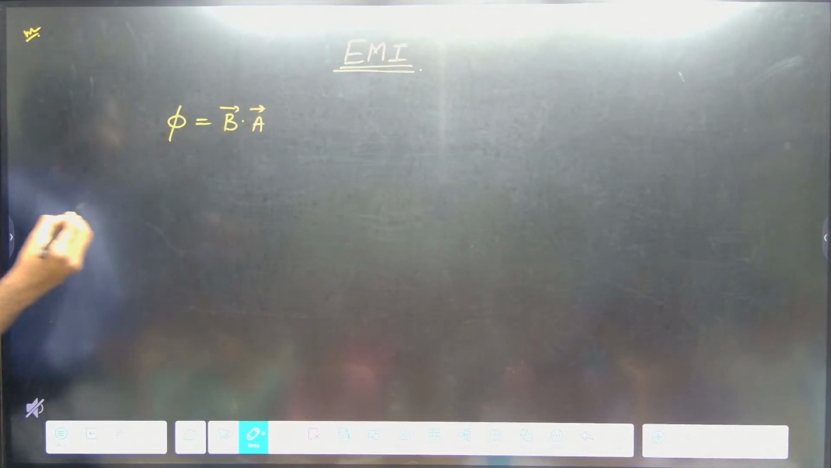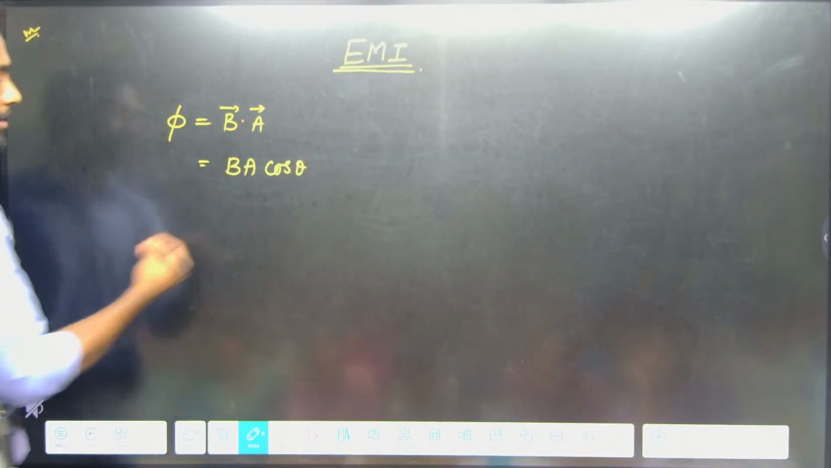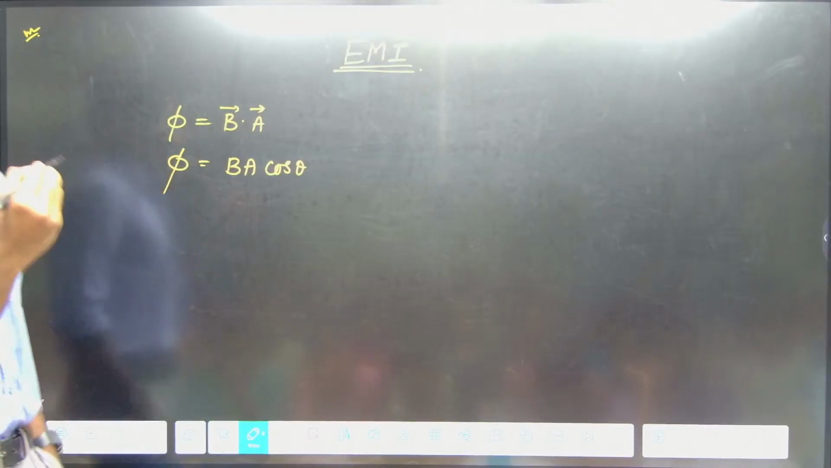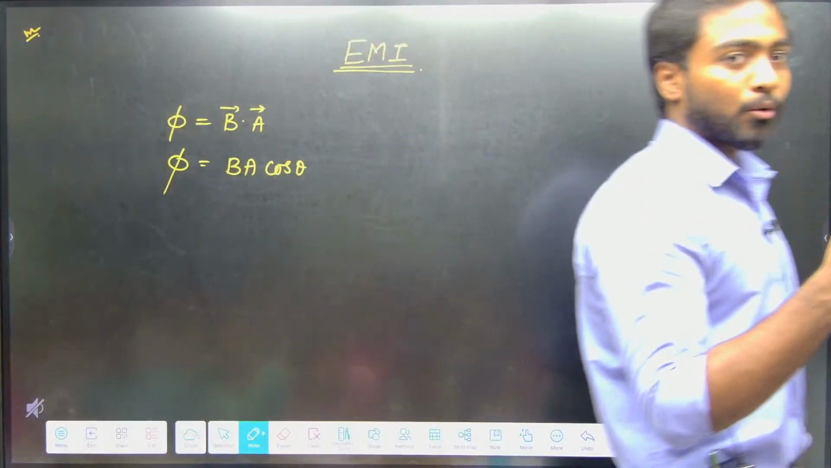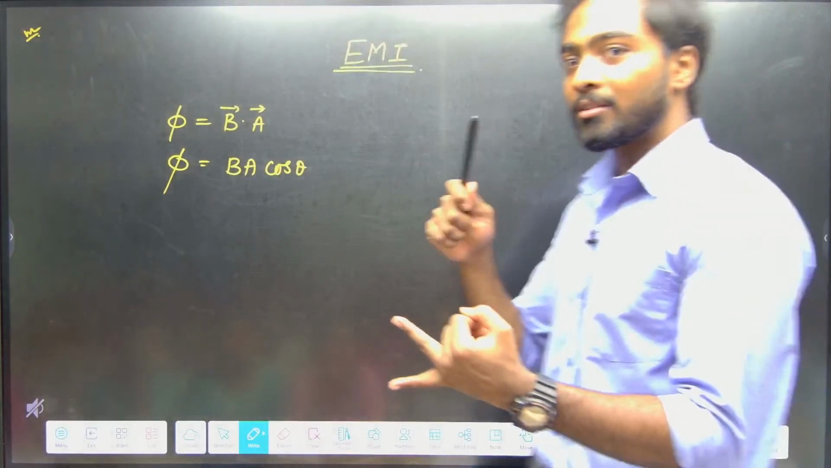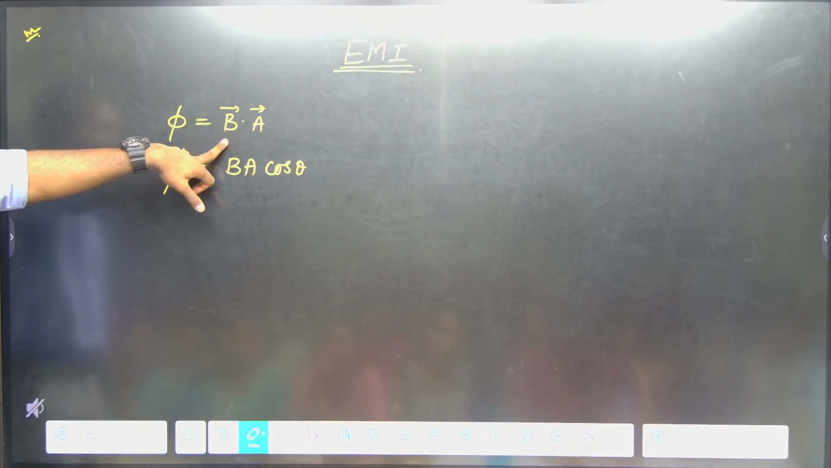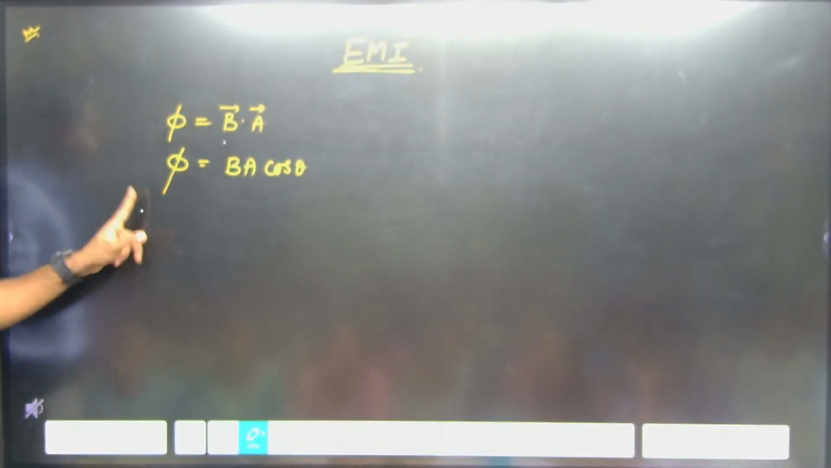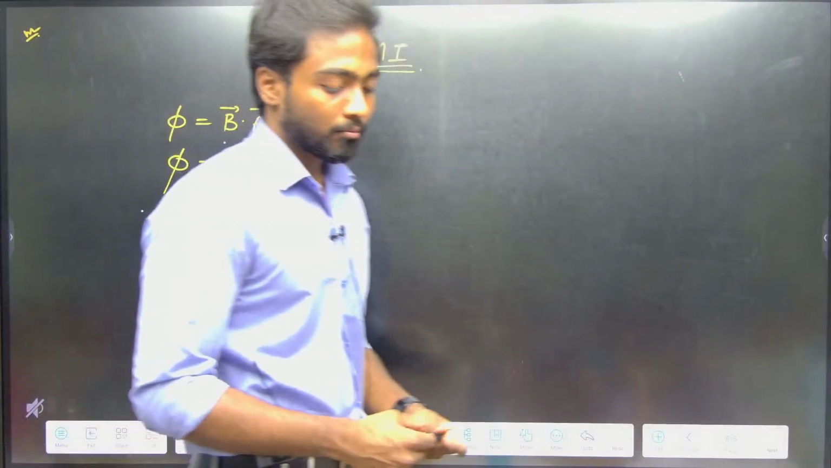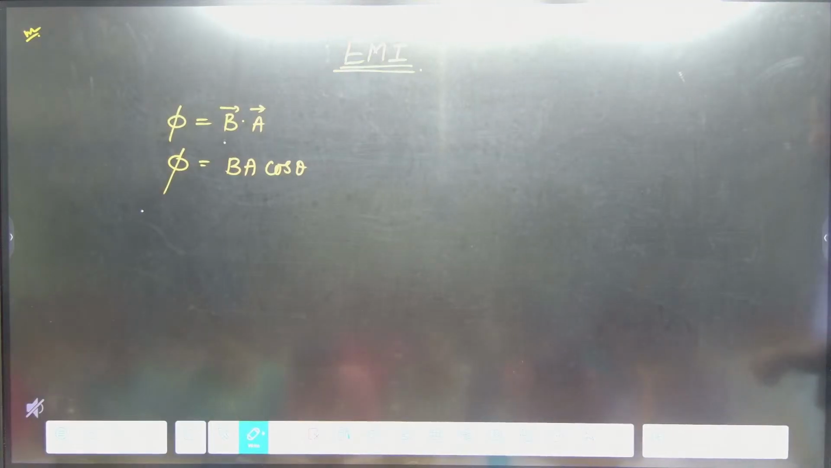Both are vector quantities, but the result is a scalar quantity. Cos theta, right? We used this in first year, in work, energy and power. Force is a vector quantity, displacement is a vector quantity, but the resultant product is a scalar. Similarly, magnetic field and area are vector quantities, but the resultant will be a scalar. Okay, write down: it is a scalar property.